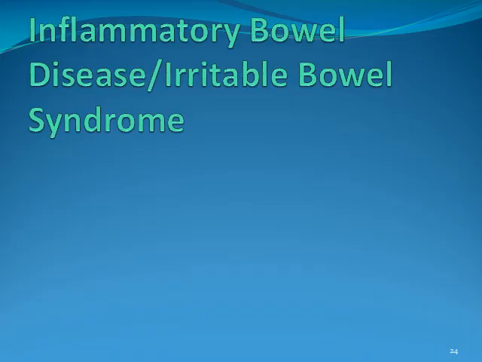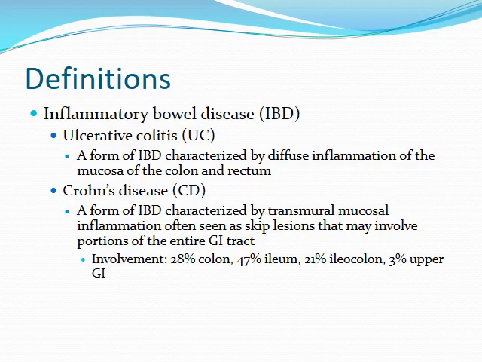And to continue on, we'll start talking about inflammatory bowel disease and irritable bowel syndrome. So just some definitions. Two of the big things we'll talk about with inflammatory bowel disease will include ulcerative colitis, which is basically just diffuse inflammation of the mucosa of the colon and the rectum, and then also Crohn's disease, which is going to be a little bit more widespread, but essentially it's this transmural mucosal inflammation, seen as skip lesions that will generally involve any part of the GI tract. Looking here at the involvement, you can see the colon around 28%, the ileum certainly gets hit pretty hard. Almost half of those patients are being affected in that area.